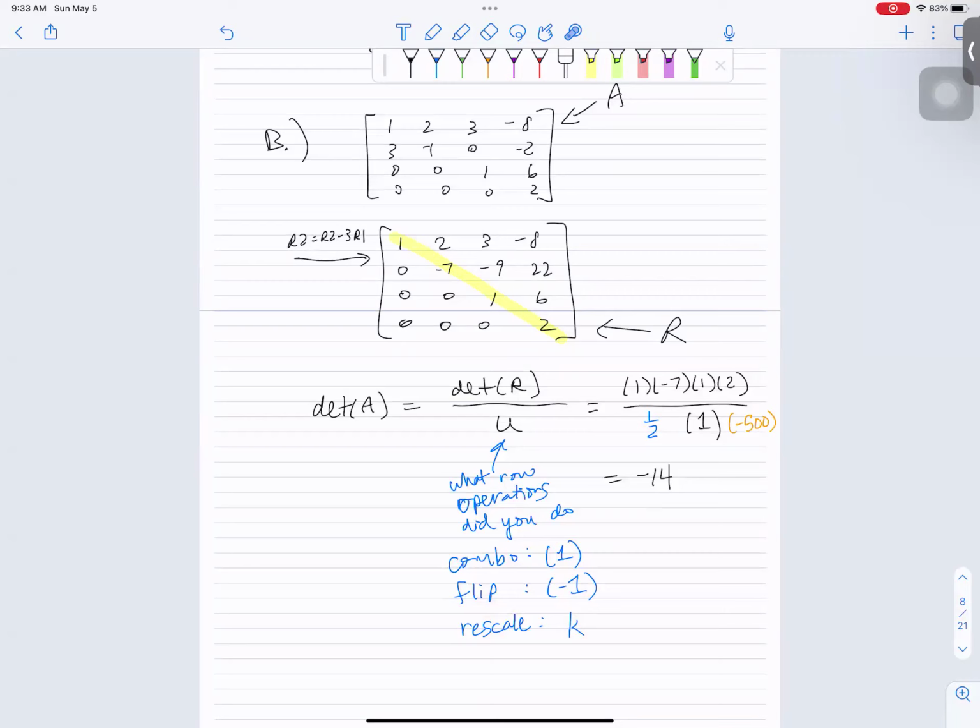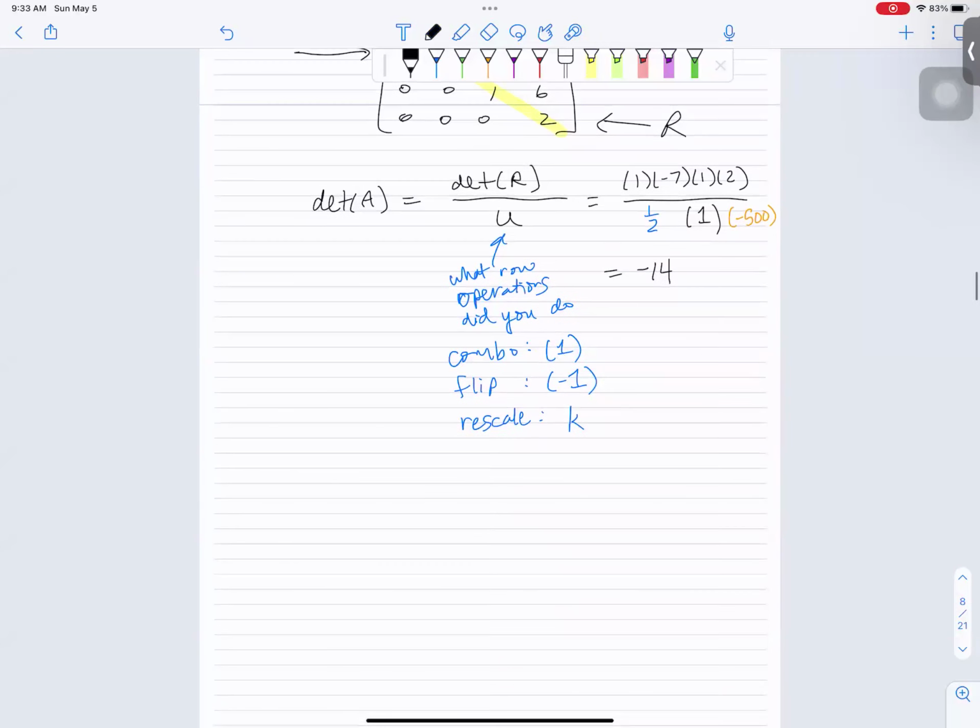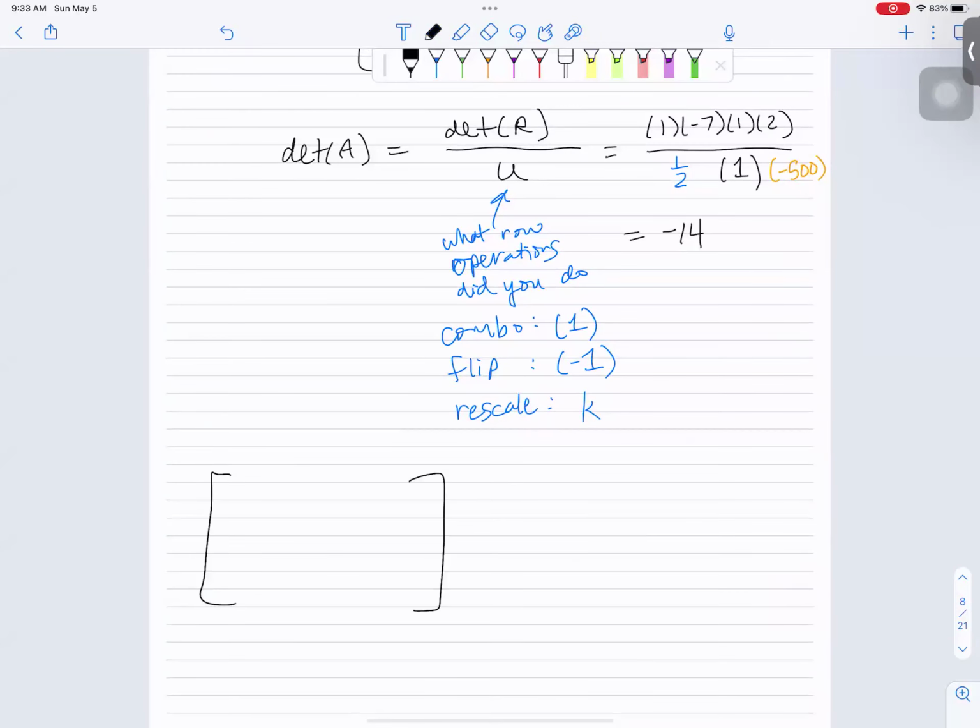But yeah, if you're given block matrices, I would only use the trick for block matrices if all the other numbers are 0, besides the ones on the block.